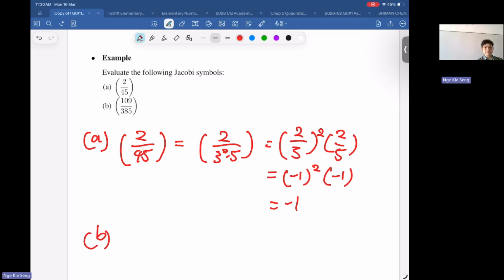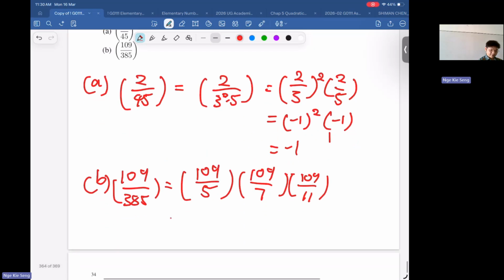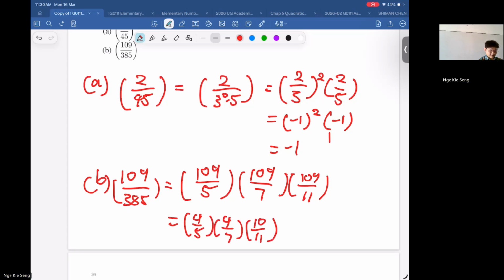So, okay, next. How about 109 over 385? Well, we can split it into 109 over 5, 109 over 7, and 109 over 11. Then you can further reduce them to 4 over 5, 4 over 7, and 10 over 11. Then you can see that two of them are squares, so 1 times 1. The other one, luckily, is just minus 1 over 11, so you can use your criteria to check. So this is 3 mod 4, which is minus 1 here.